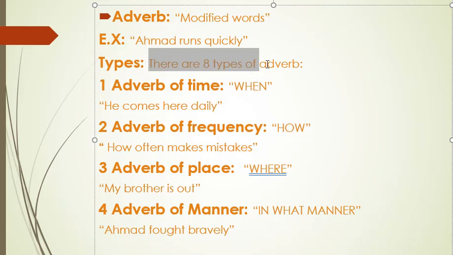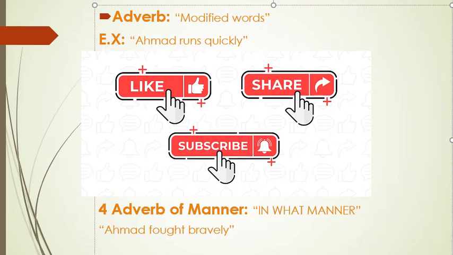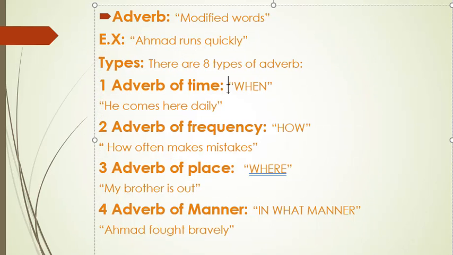There are 8 types of adverb. The first one is adverb of time. As the name shows, it is the adverb which is used to show the time of an action and answers in the form of when. For example, he comes here daily. When does he come here? Daily, in which daily is used as the adverb of time. Words like before, ago, yesterday are also used to denote the adverb of time.